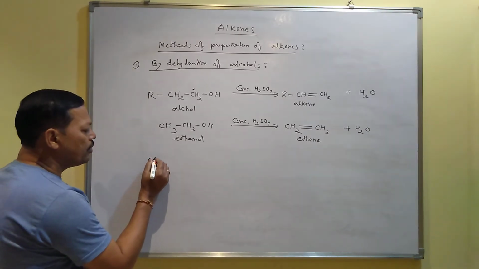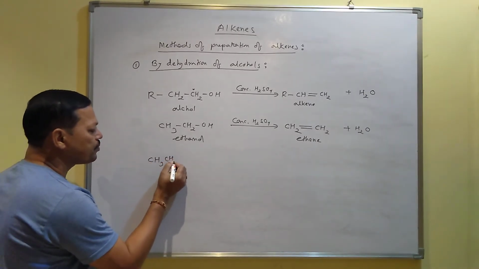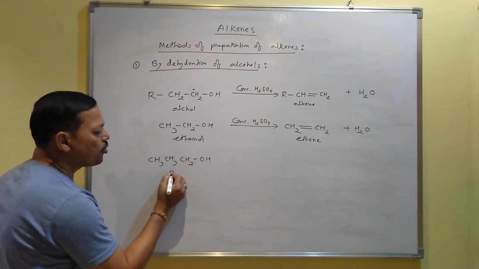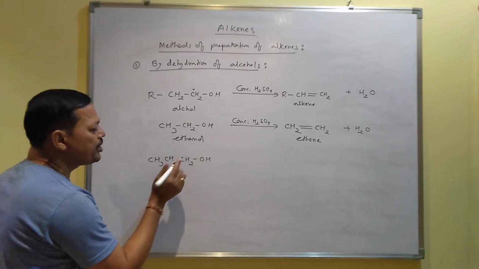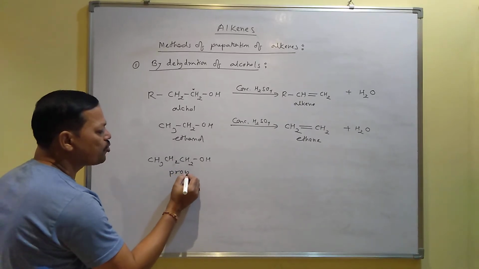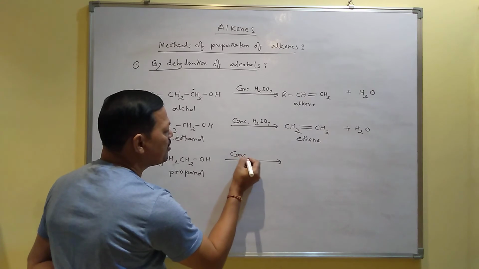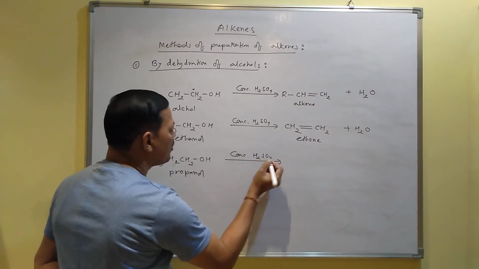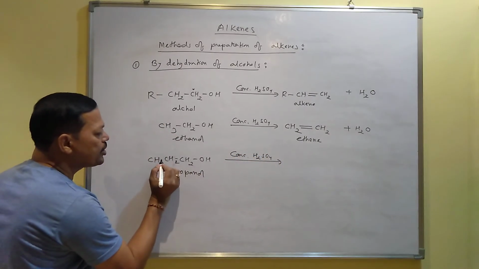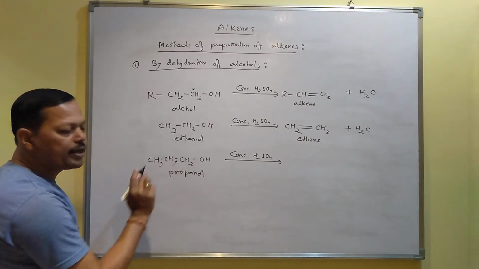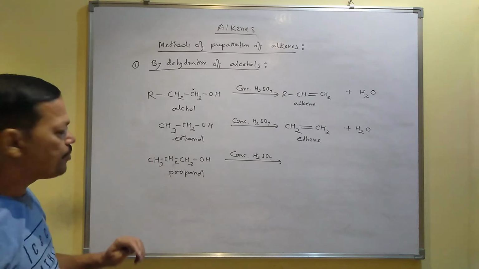This is one of the alcohols, CH3, CH2, CH2OH, which is called propanol, because 3 carbons are present here. When propanol is treated with concentrated sulfuric acid, then since this carbon contains OH, always the OH is released from the carbon, and from the next carbon one hydrogen will be released.